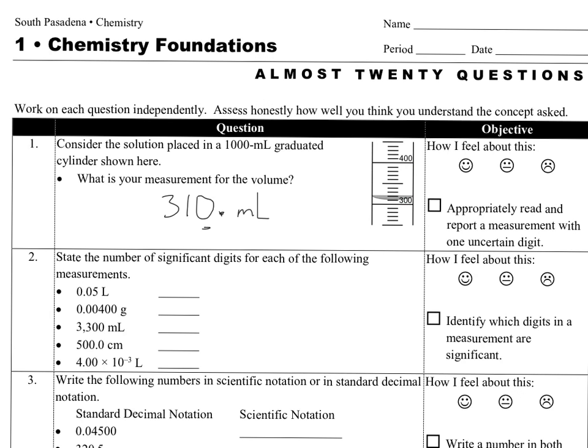Okay, number two, state the number of significant digits for each of the following measurements. Here we go. I'm going to switch colors because I like the purple one. There. Okay. 0.05 liters has one significant digit. It's this one.